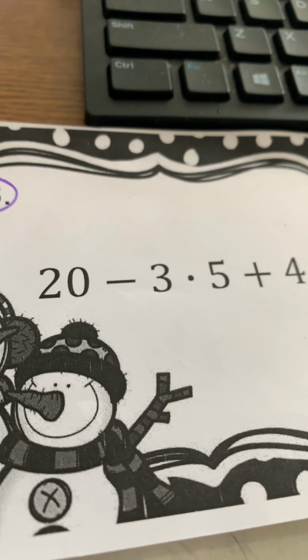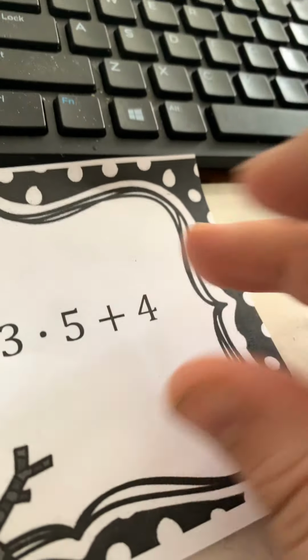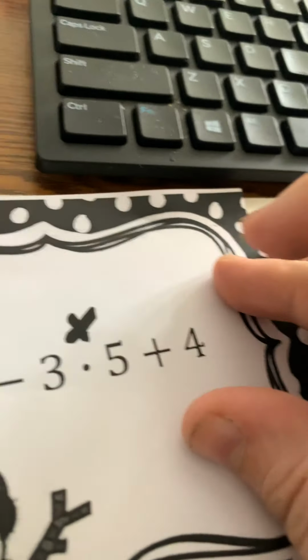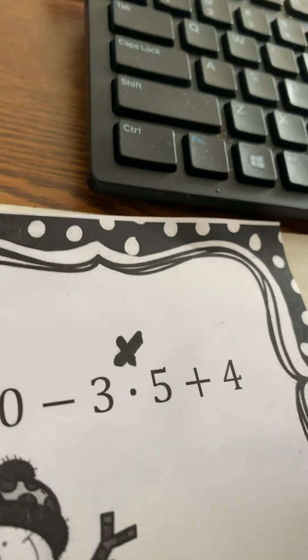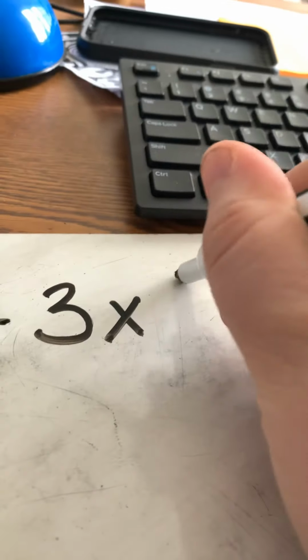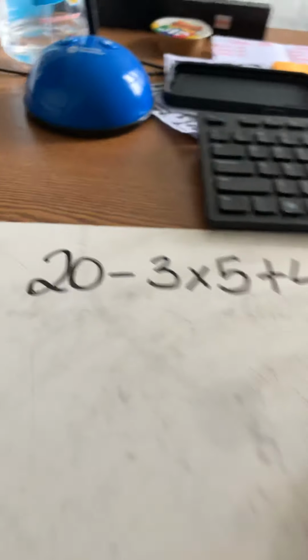we're going to skip to number 3. I have 20 minus 3. Now you see this little period? That just means multiplication. So we need to go through our steps. The first step is going to be this multiplication. First thing I'm going to do is rewrite my problem: 20 minus 3 times 5 plus 4.